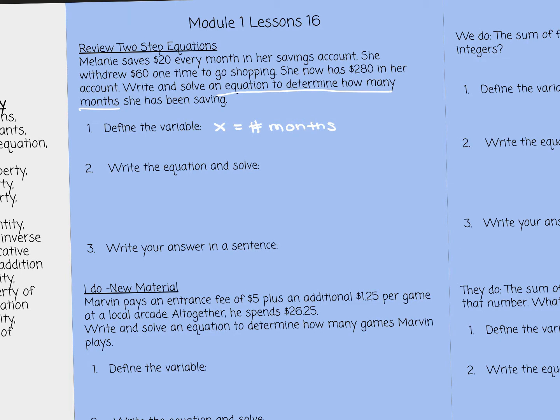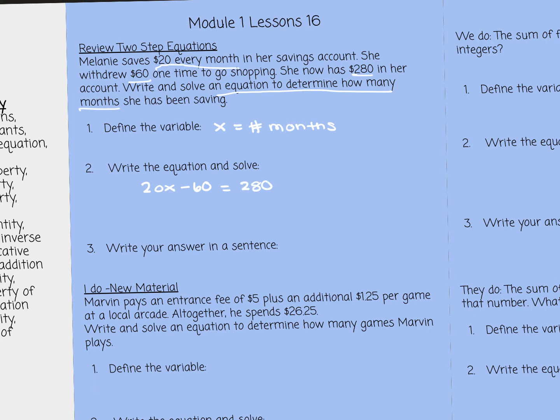All right. Now we're going to look at that key information. So it says she saves $20 every month. And then it says she withdrew $60 one time, and she now has $280 left. All right. So $20 every month. So what we are using to represent our number of months is x. So we have 20x. We know that she took away $60, and we know that that is equal to $280.